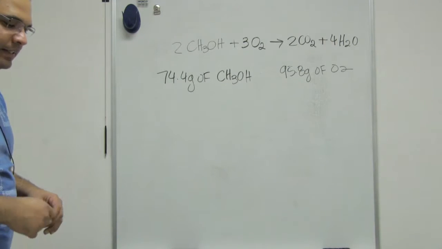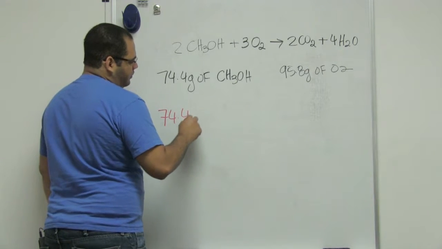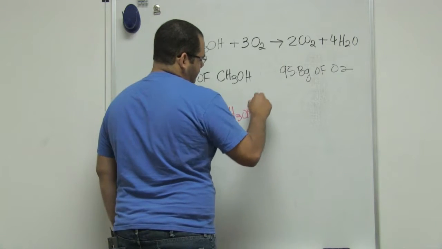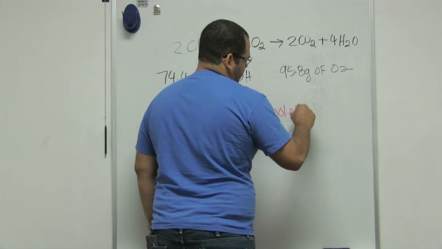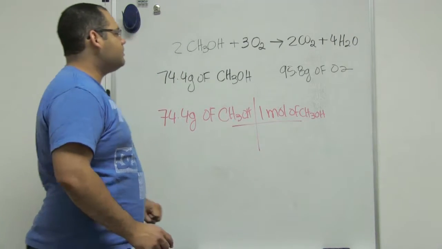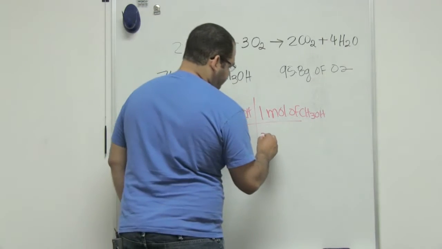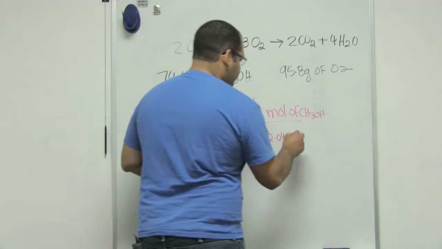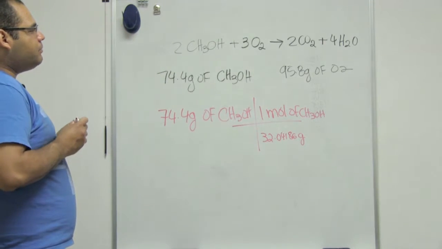So what do I do to figure out the limiting reactant? First, I find the moles of each one of the substances. So 1 mole of methanol. Here in the bottom goes the molecular mass of methanol. I already calculated it's 32.04186 grams.